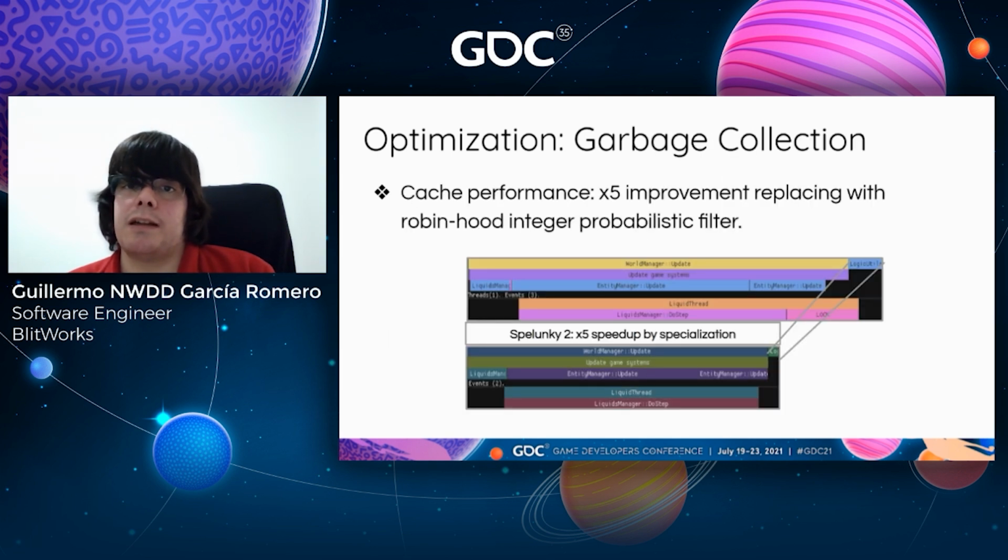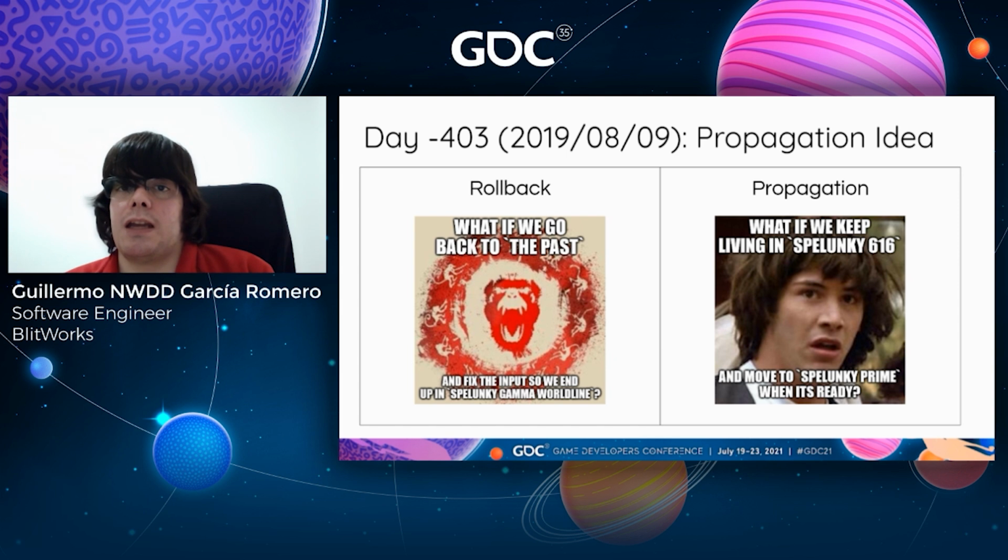This in turn meant that we couldn't optimize liquids that much, so we had to optimize the automated memory management. It was pretty easy. We went ahead and made the cleanup process around 5 times faster by using a more cache-friendly data structure based on Robin Hood addressing. And then you keep working, and one day, you can call it day -403 based on release date.